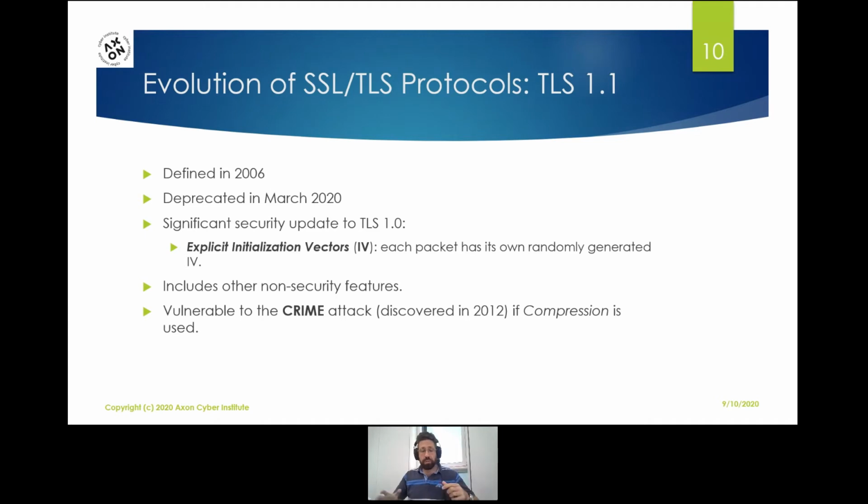However, another issue came with 1.1, and that is the CRIME attack due to compression. So 1.1 uses compression, meaning it tries to compress data to make less traffic on the wire. But this compression, while it is a useful feature from the practical perspective, can be vulnerable to an attack called the CRIME attack. And this CRIME attack was discovered in 2012.